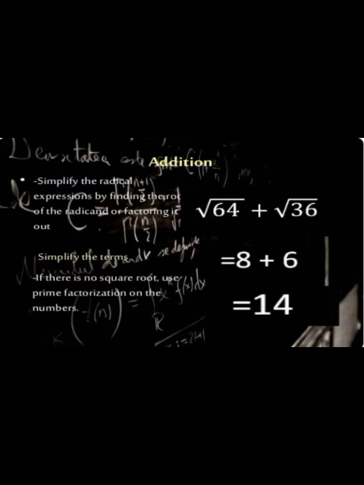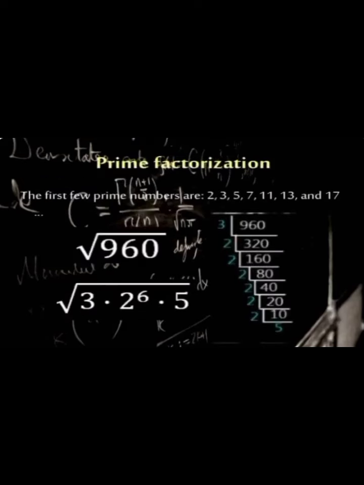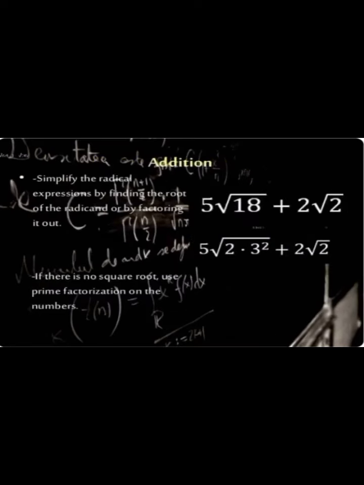If the number is not a perfect square, use prime factorization on the number. The first few prime numbers are 2, 3, 5, 7, 11, 13, and 17. For example, the square root of 960 is 3 times 2 raised to 6 times 5. Next is to simplify the radicand expression by finding the root of the radicand or by factoring it out.